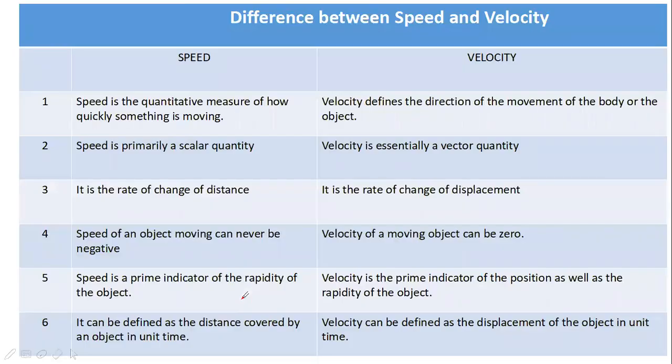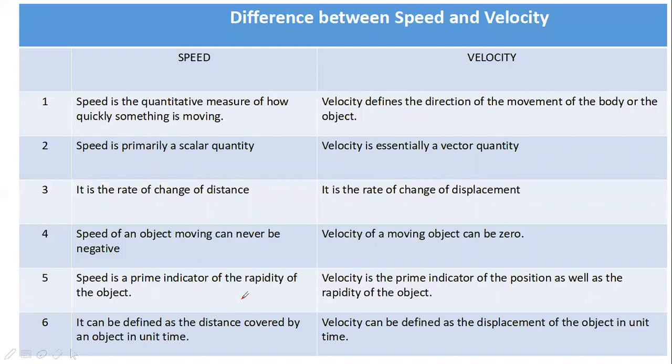Here is a comparison between speed and velocity. Speed is the quantitative measure of how quickly something is moving. Velocity defines the direction of the movement of the object. Speed is a scalar quantity. Velocity is a vector quantity. Speed is the rate of change of distance. Velocity is the rate of change of displacement.